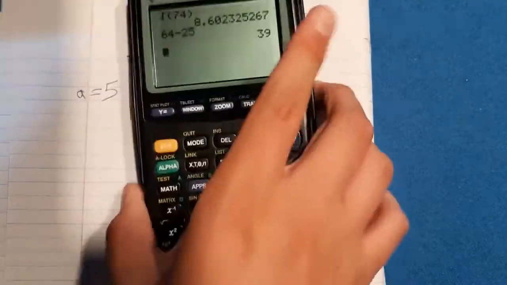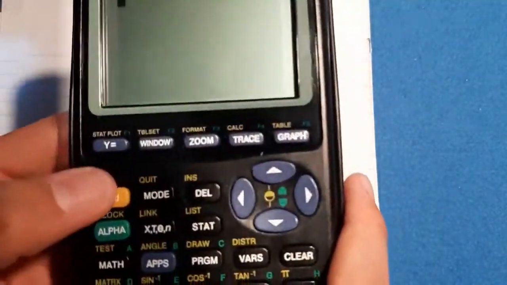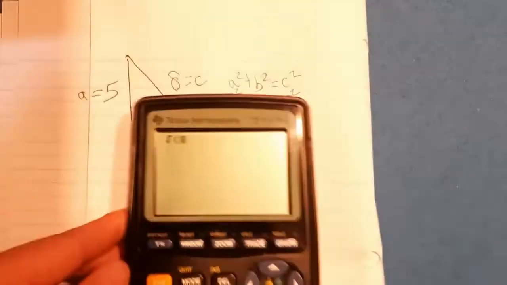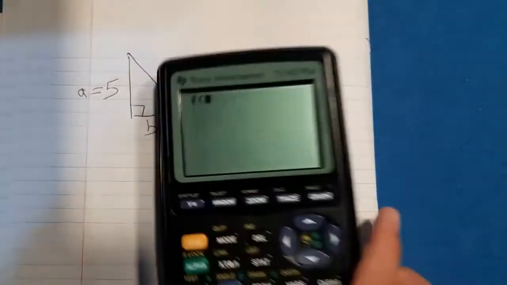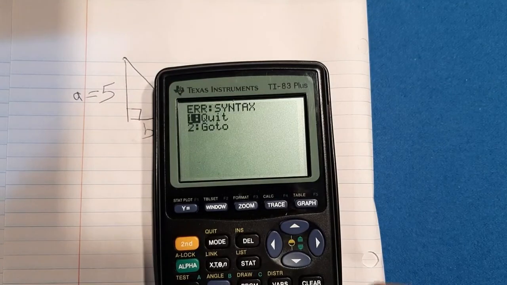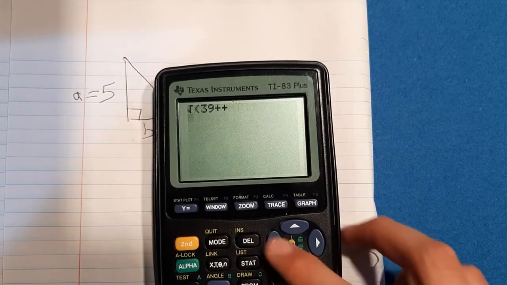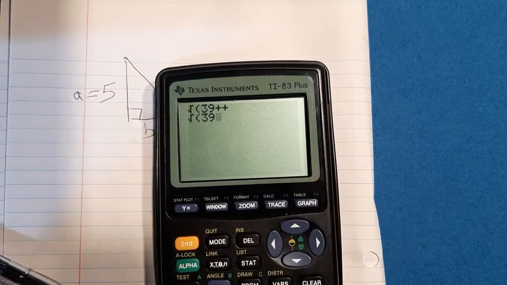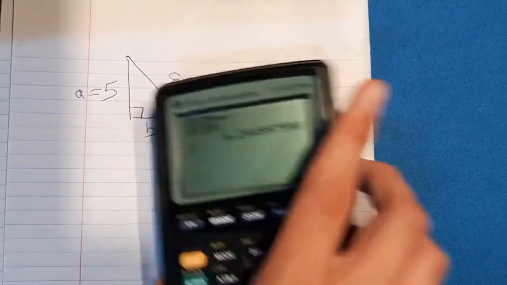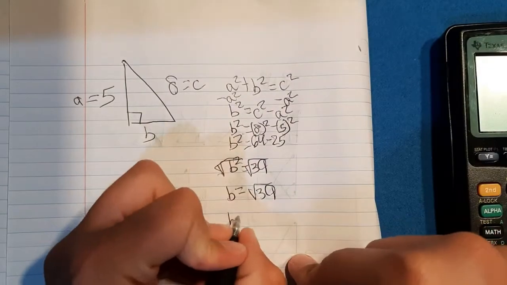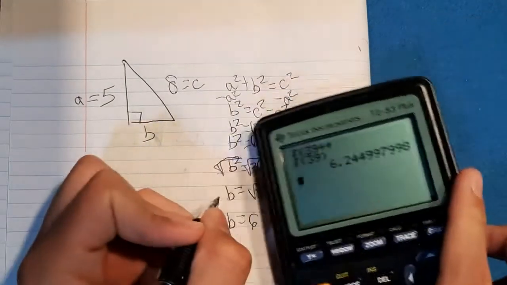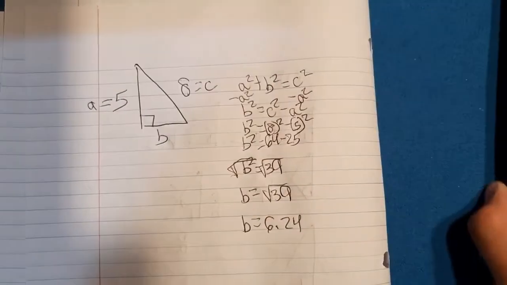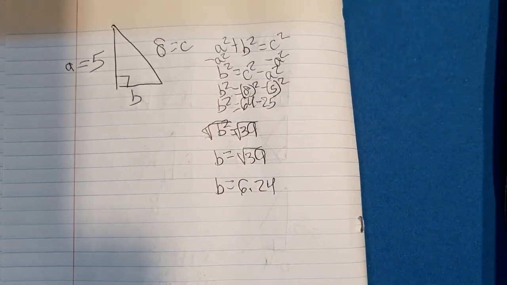Go into your calculator. Press second, and then you'll see that little symbol. Press the button under it, and look, you got the square root. And you're going to put in 39. Then you're going to get 6.24. So B equals 6.24 if we're doing the nearest hundredth. That's what B equals in this scenario.